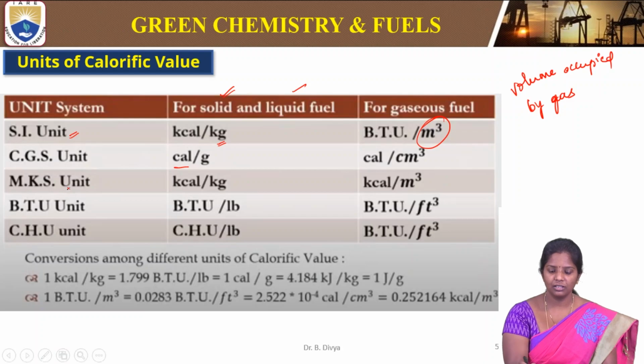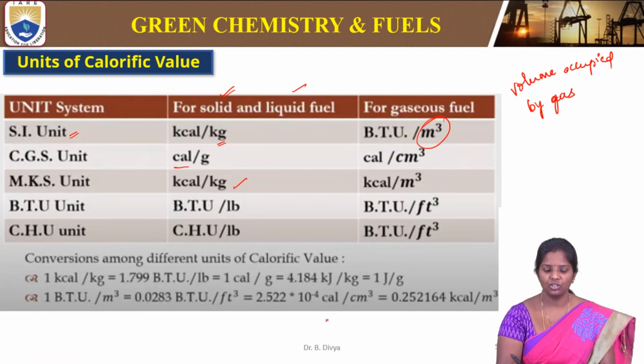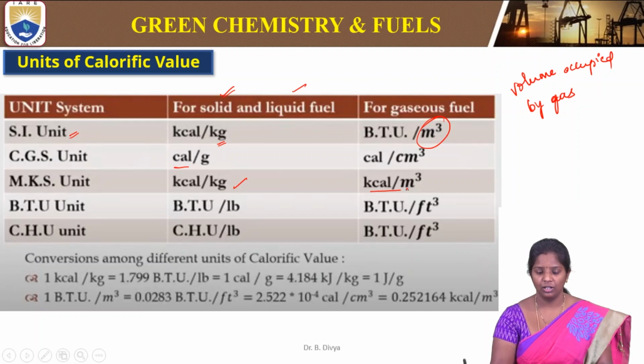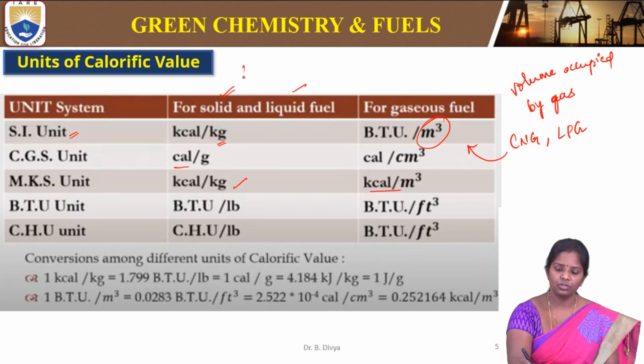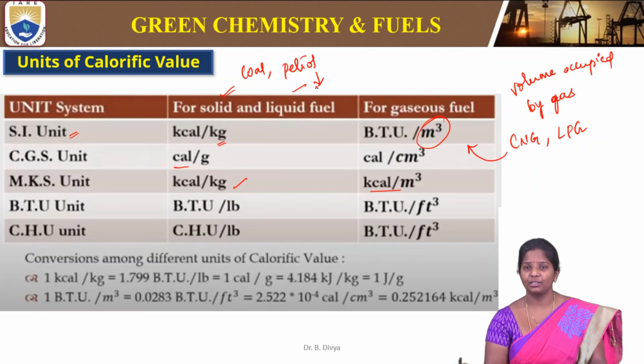In MKS system, it is kilocalories per kg and kilocalories per cubic meter. So this is how we express for solid, liquid and gaseous fuel. Whenever we are using CNG gas or any other LPG gas, then these are the units to be used. And if we are using coal or petrol, these are the units we use for expressing.